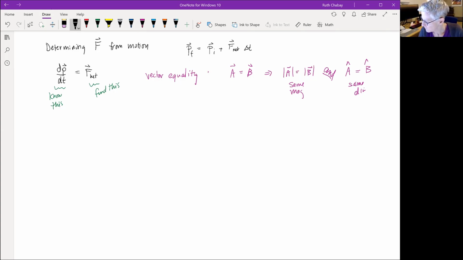So there are two parts of what we're going to do today, and they're both important. So the first thing we're going to do is talk about a really systematic way of counting interactions, counting forces.